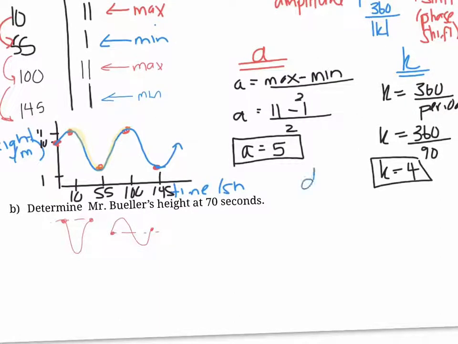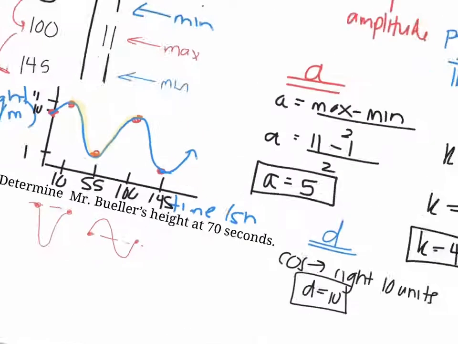So let's take a look at our D value. If we use cos, then we know that it's been shifted right 10 units. So that would mean D is equal to 10. It only asks us for one equation, so there's no need to come up with another one.